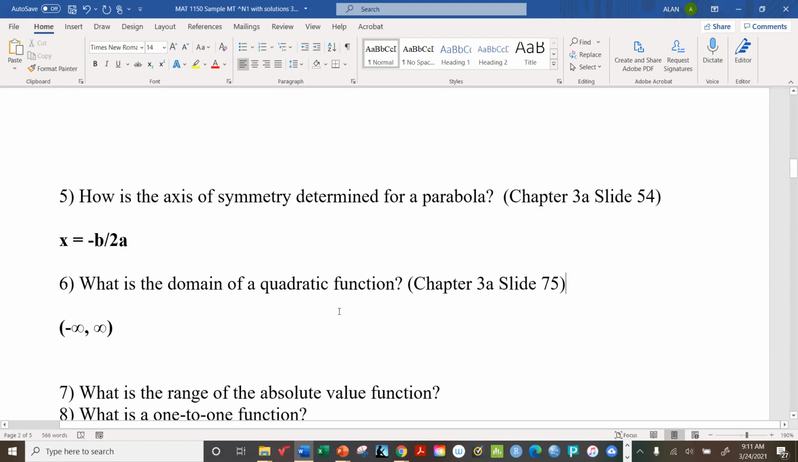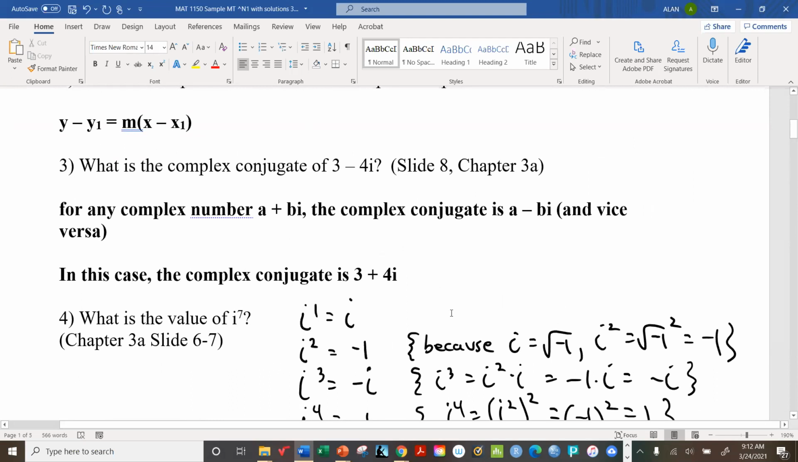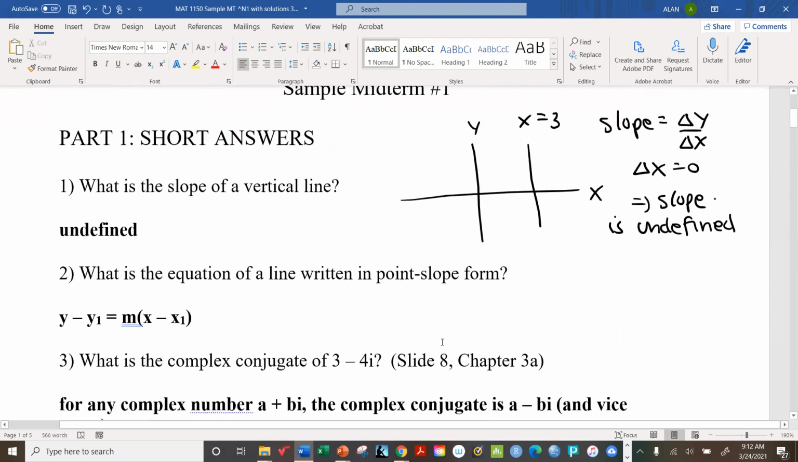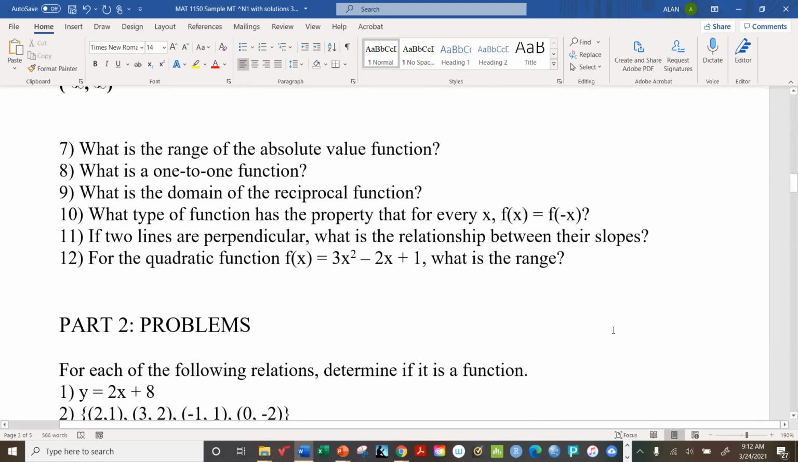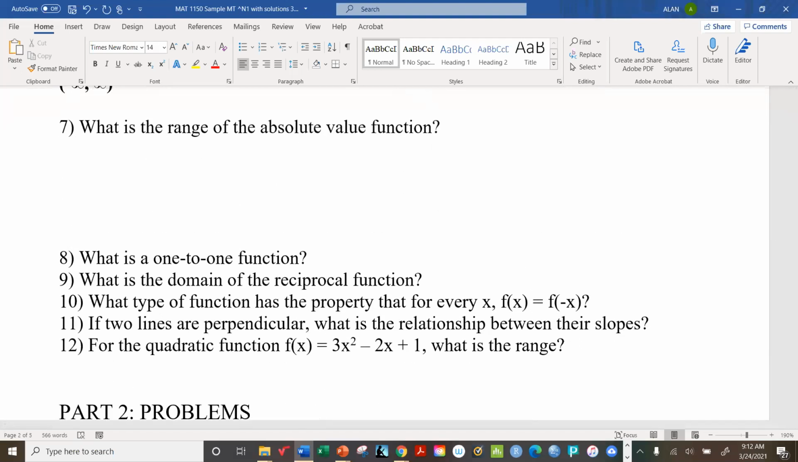All right, so let me change this slightly. This way I'm kind of helping you do some research here, just to make sure you know where everything is located. All right, the range of the absolute value function. Now remember what that thing looks like.